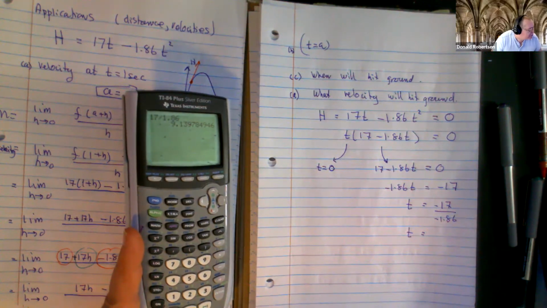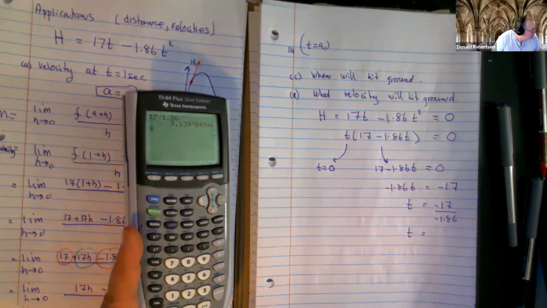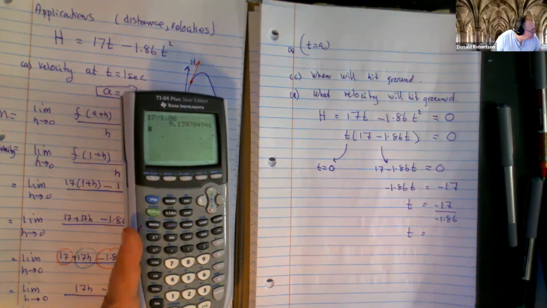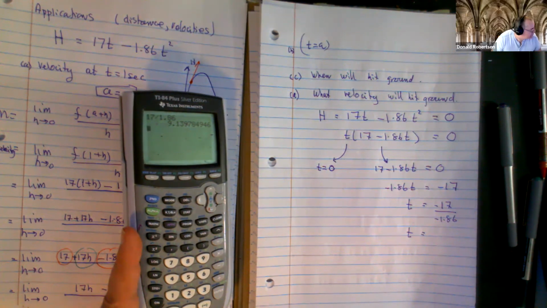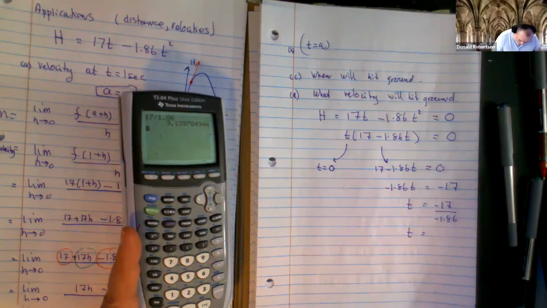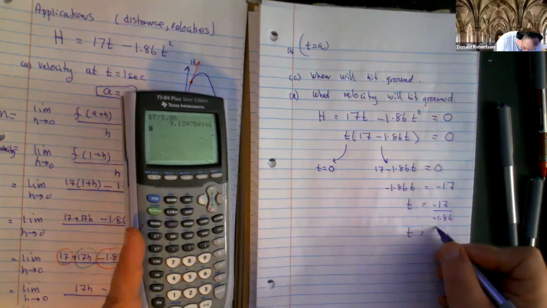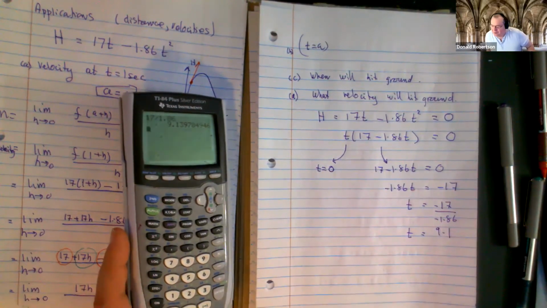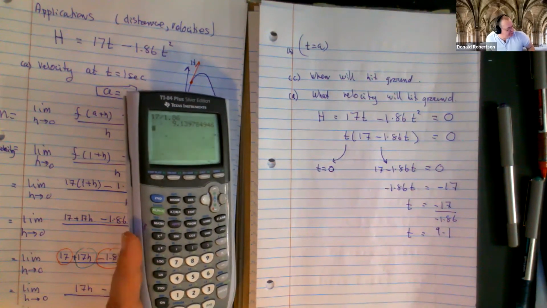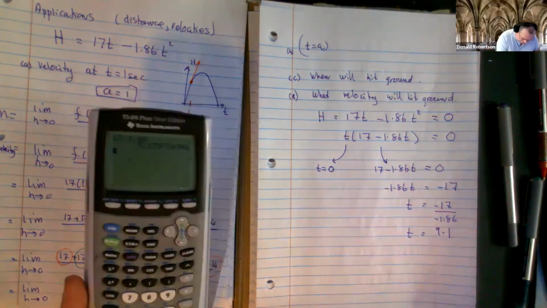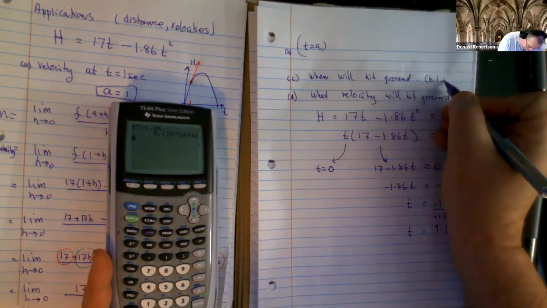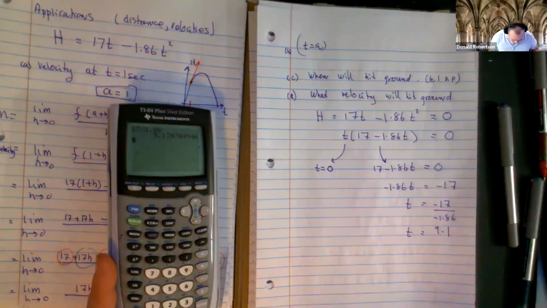So let me check something. I'll check the solution. We'll see what we get here. Come on. Oh, to 1 decimal place, it's 9.1. And the question actually is when we'll hit the ground to 1 decimal place. So, okay, it's 9.1.